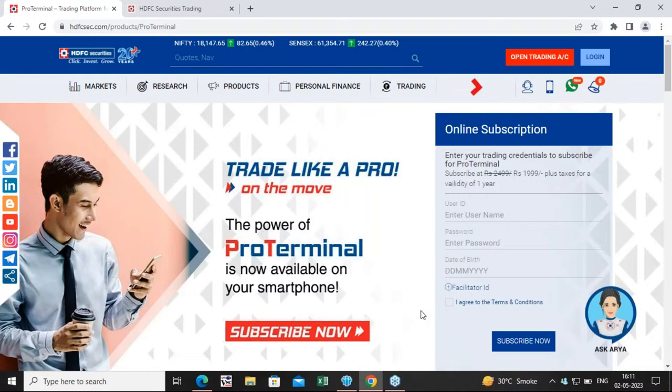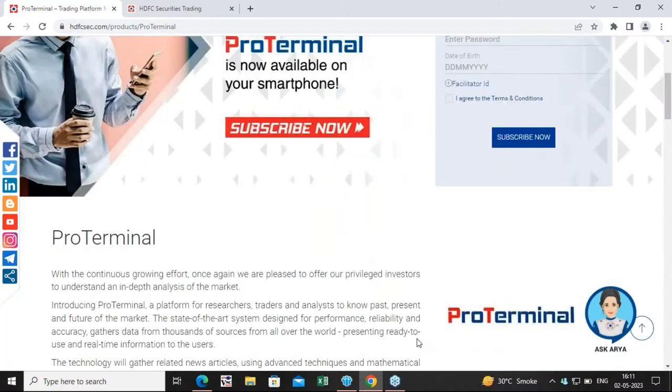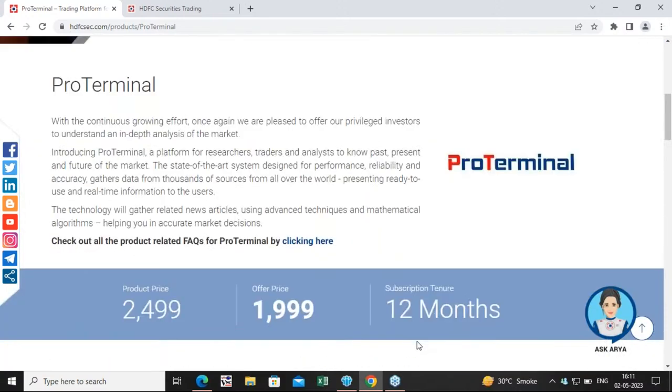Okay, so there are some charges for the ProTerminal. Let me tell you the charges here. So there are the charges, the two ways. The first way is if you only go for the ProTerminal, so you just click on the subscription, and the charge is 199 plus GST for the 1 year subscription. Okay, if you take it for one year, there is 199 plus GST.